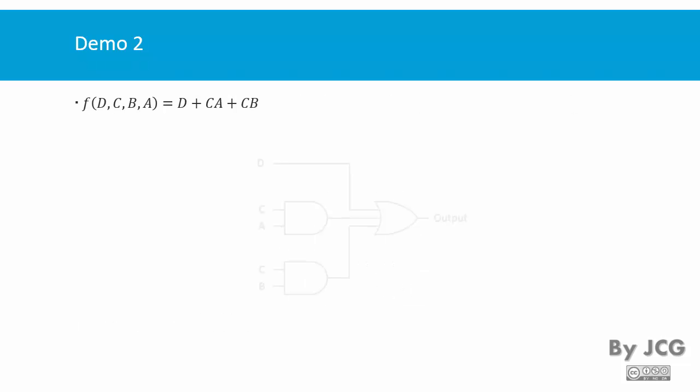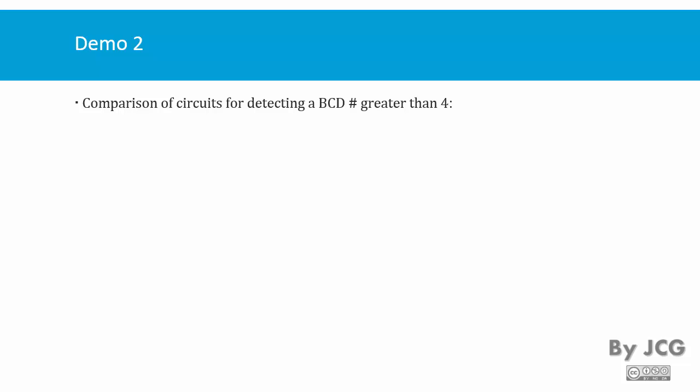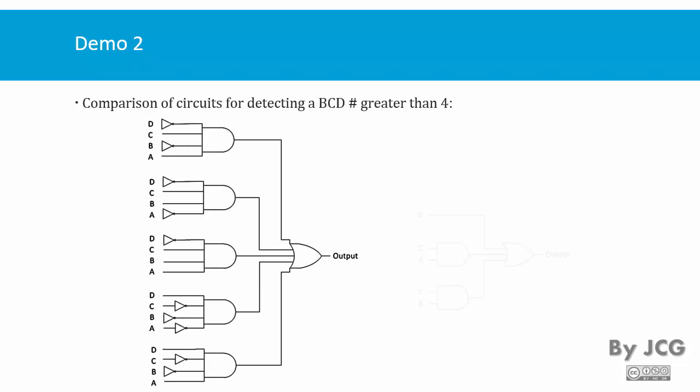What would be the circuit? Well, this would be the circuit that detects when the output is greater or equal than 5 in a BCD number. And when we compare these two circuits for detecting a BCD number greater than 4, we can see that, of course, we have two very different circuits that both do the same thing. Here's where we can see the advantage of using minimization.